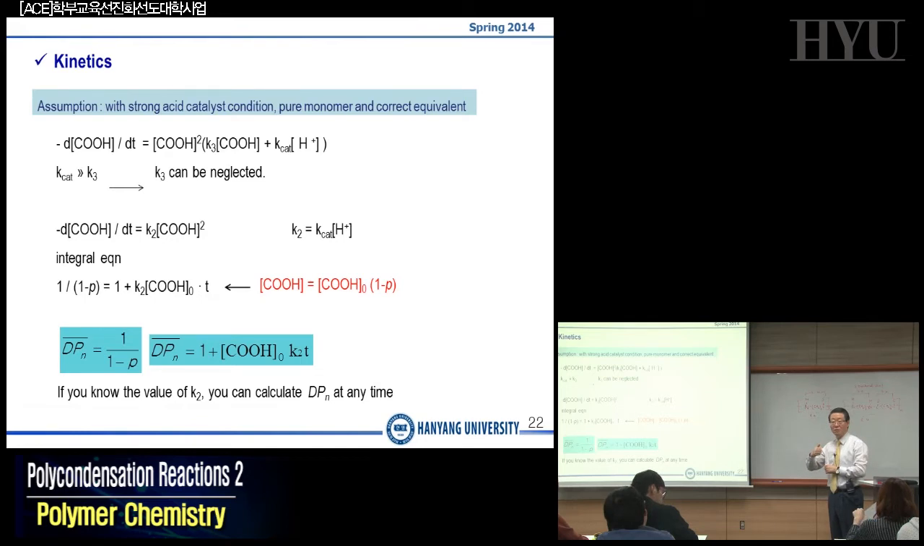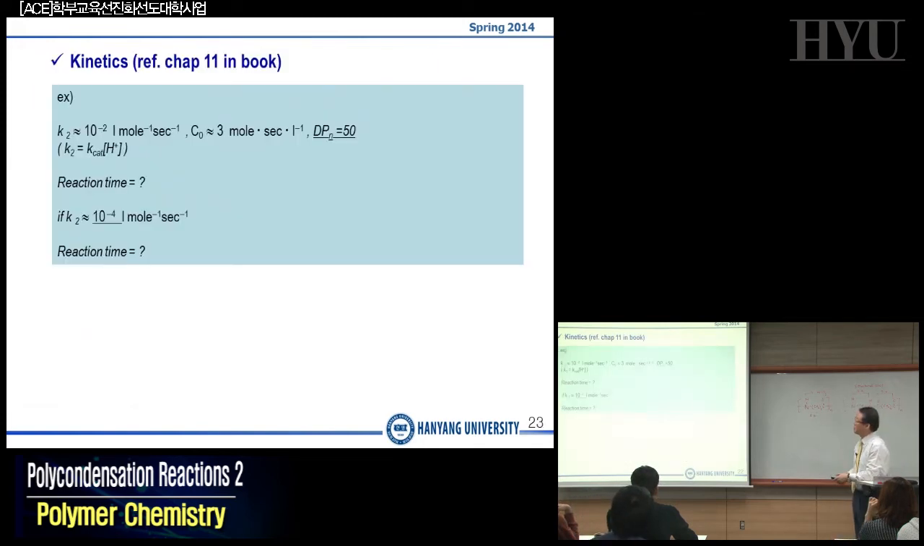because your degree of polymerization will increase anyway, you can predetermine the dPn, which may be 200, by knowing your K2. Okay, so let's exercise in one equation.